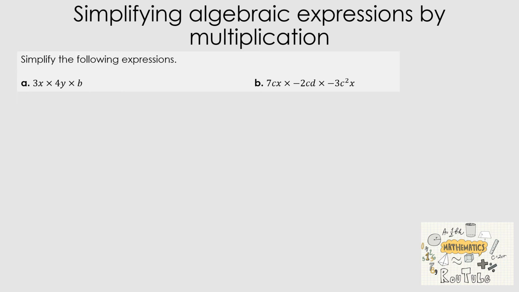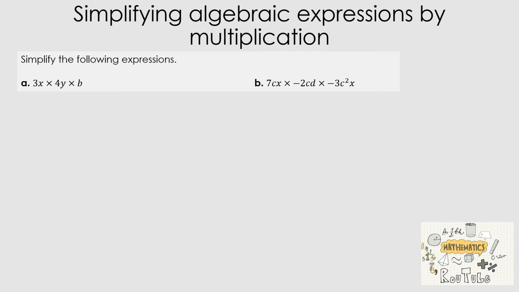All right, let's have a go at simplifying algebraic expressions by multiplication. Now, as you'll see, let's simplify these expressions. Now, as you'll see in A and B, we've got plenty of stuff going on, but we don't need to identify like terms anymore because, like I said and have said previously, we don't need to identify like terms with multiplication and division, only for addition and subtraction. So in this expression, we have 3 terms. We've got 3x times 4y multiplied by b.